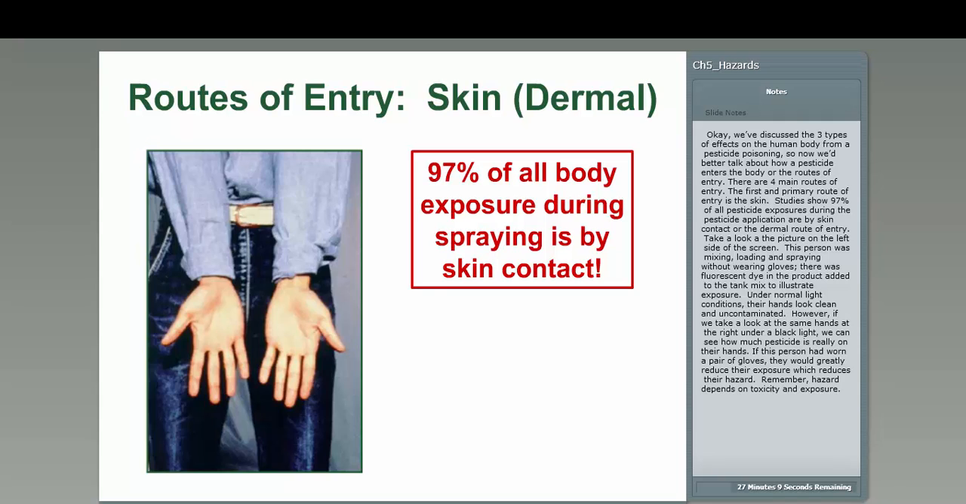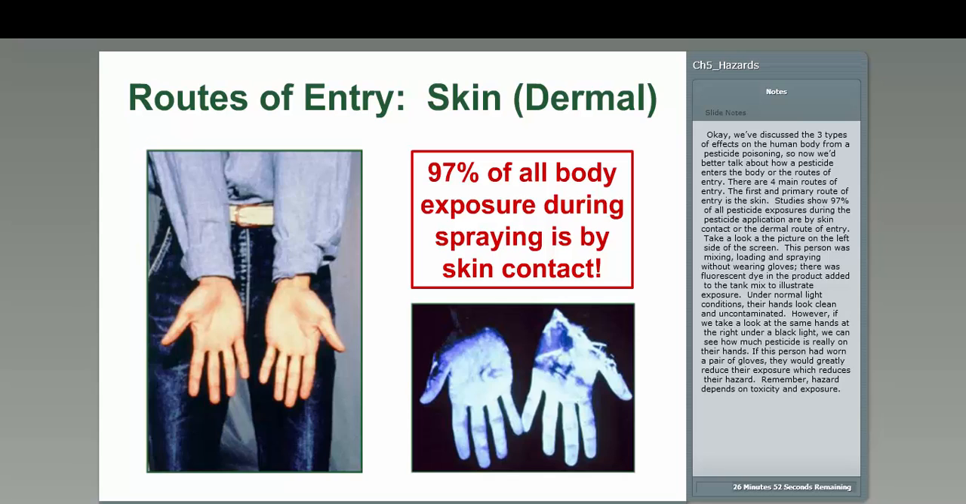This person was mixing, loading, and spraying without wearing gloves. There is a fluorescent dye in the product added to the tank mix to illustrate exposure. Under normal light conditions, their hands look clean and uncontaminated. However, if we take a look at the same hands at the right under the black light, we can see how much pesticide is really on their hands. If this person had worn a pair of gloves, they would greatly reduce their exposure, which reduces their hazard. Remember, hazard depends on toxicity and exposure.